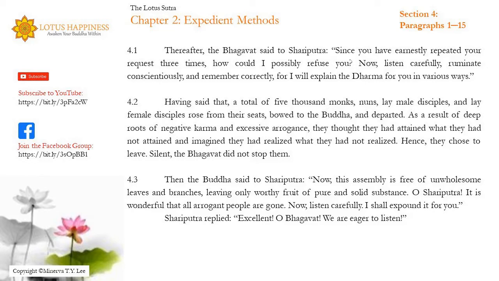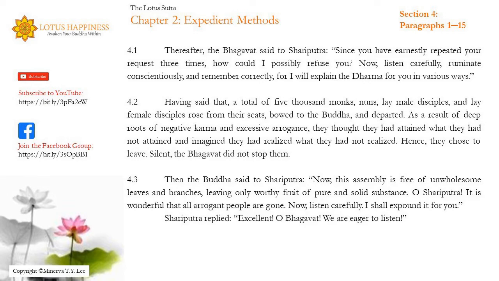Thereafter, the Bhagavat said to Shariputra, "Since you have earnestly repeated your request 3 times, how could I possibly refuse you? Now, listen carefully, ruminate conscientiously, and remember correctly, for I will explain the Dharma for you in various ways." Having said that, a total of 5,000 monks, nuns, lay male disciples, and lay female disciples rose from their seats, bowed to the Buddha, and departed.